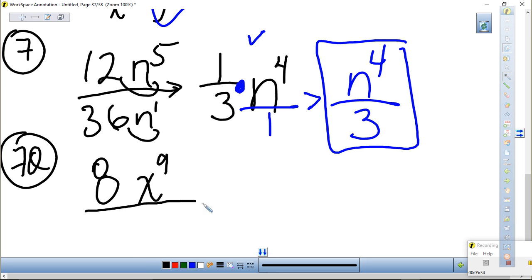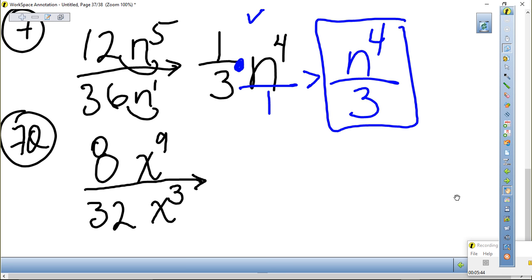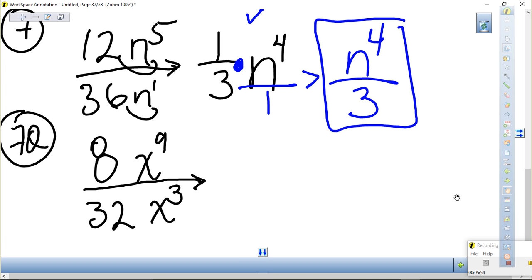Copy this down on your paper, 7Q: 8x to the 9th over 32x to the 3rd. Go. All right. Check with neighbors, see what they got.